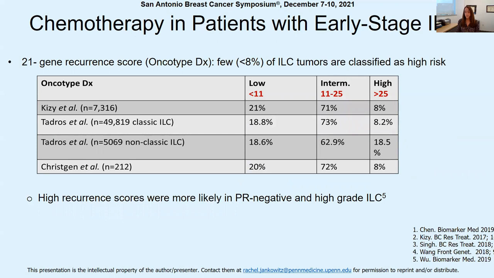Observational studies of the 21 gene recurrence score, or Oncotype DX, have shown that it classifies few patients, generally less than 8% of ILC tumors, as high risk. Most are classified as either low or intermediate risk.